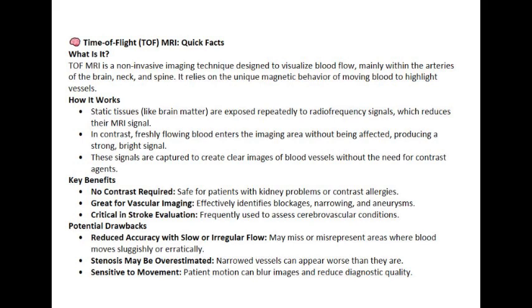Stationary tissues like the brain tissue are repeatedly exposed to radio frequency pulses, and this saturates their signals. Fresh, unsaturated blood that is flowing into the images gives off stronger signals because it hasn't been saturated yet. So the MRA collects the strong signals from flowing blood and constructs bright images of blood vessels. The advantage is that no contrast dye is needed. It is useful for people who have kidney issues or allergies. It is great for detecting narrowing, blockages or aneurysm, and is widely used for stroke and cerebrovascular disease evaluation.